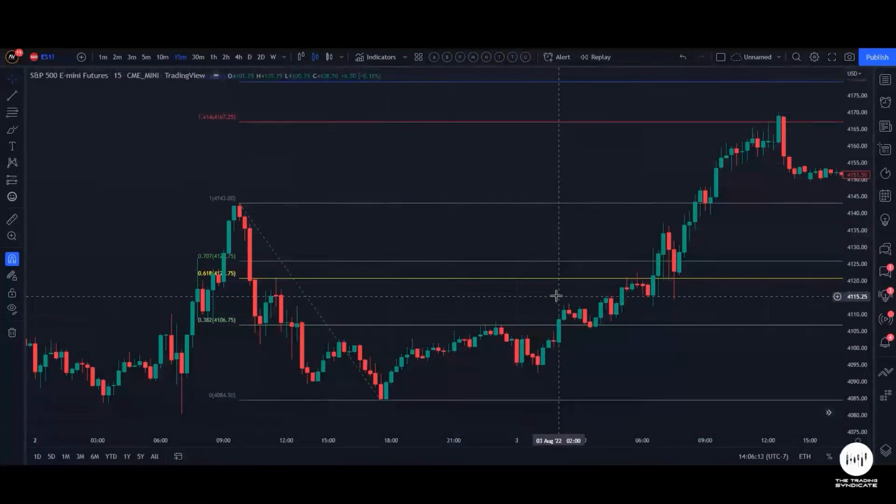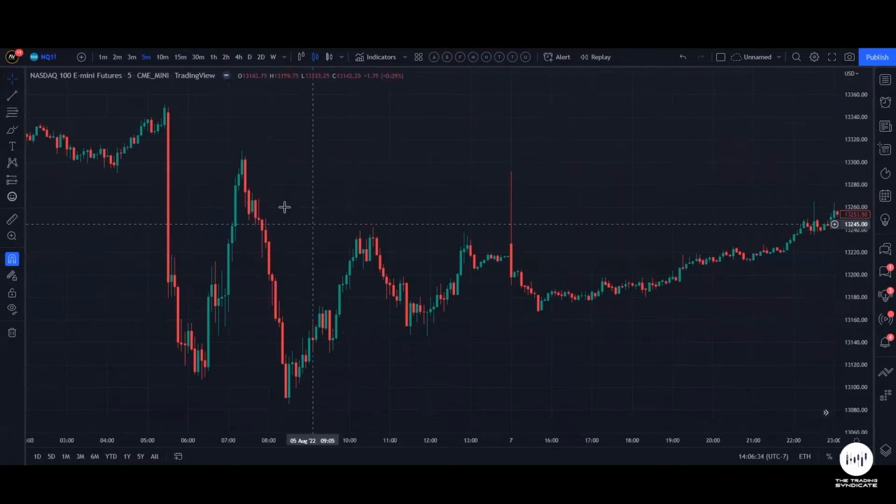But let's talk about this 0.382 level. If we can get a break and close above the 0.382 level, you can take an entry to the upside with a price target at the 0.618 level, kind of like what we're seeing here, as this is going to be the next resistance. Same thing that is here.